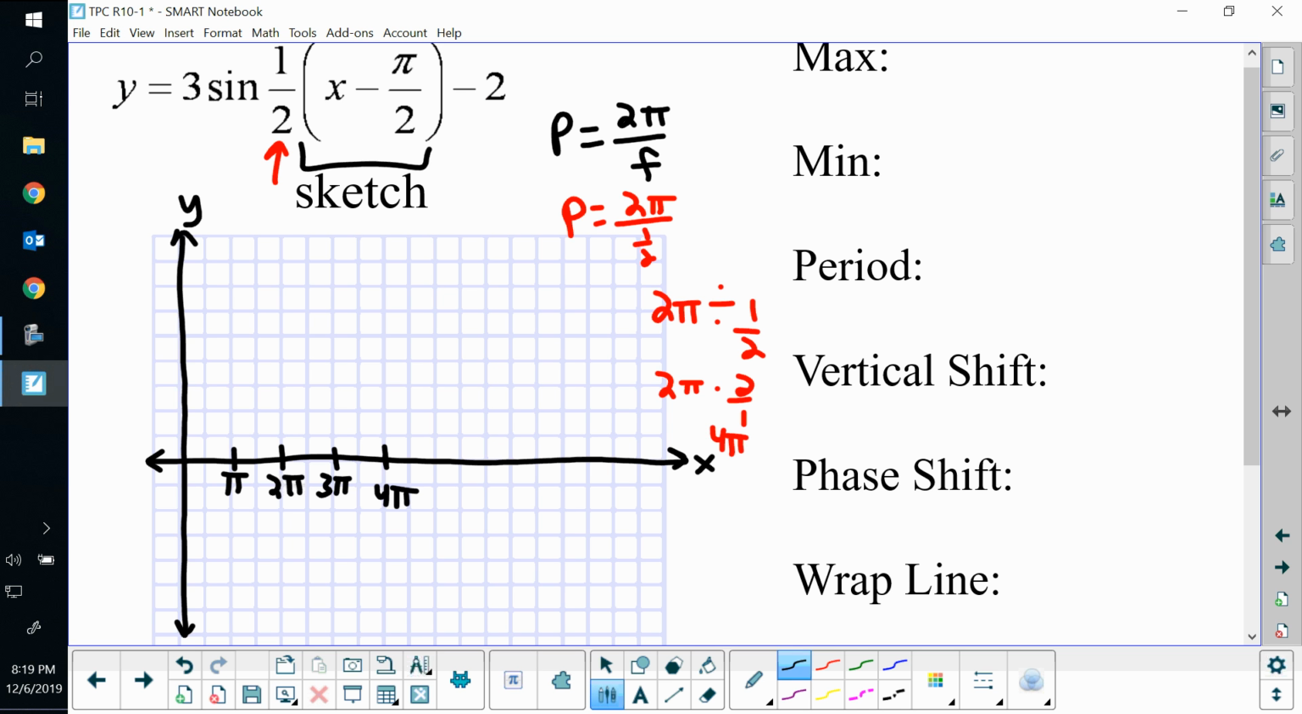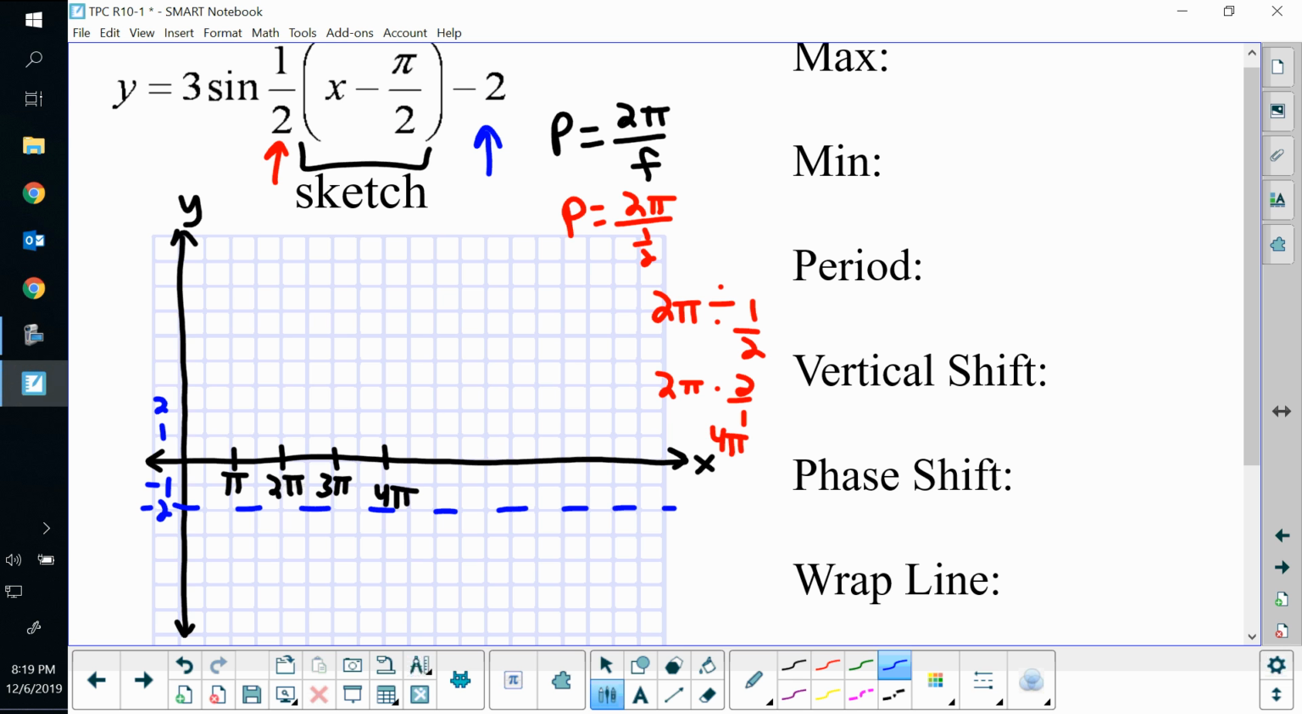Next, we want to draw in our wrap line or our midline, depending on what you like to call it. We can determine that by what's being added or subtracted on the end of the equation. Now, before we draw that in, we should put some type of scale on our y-axis, so we'll maybe just go by ones. And usually we draw that wrap line or midline in with a dotted line. So we're putting ours in at -2 because we have the -2 on the end of our equation.